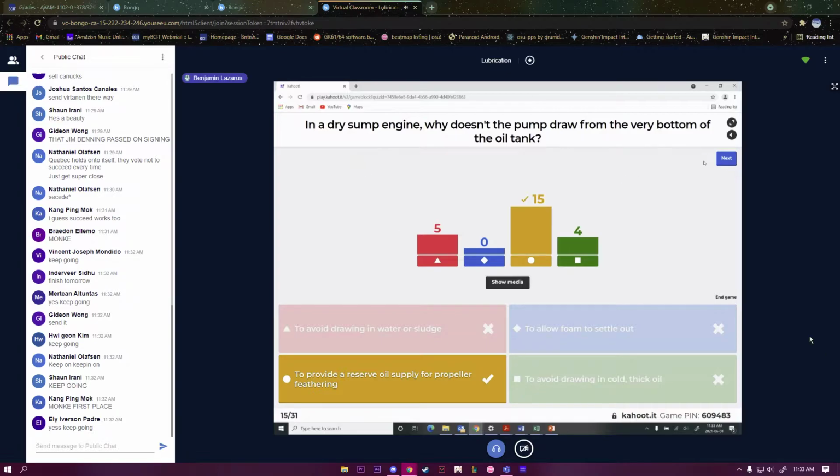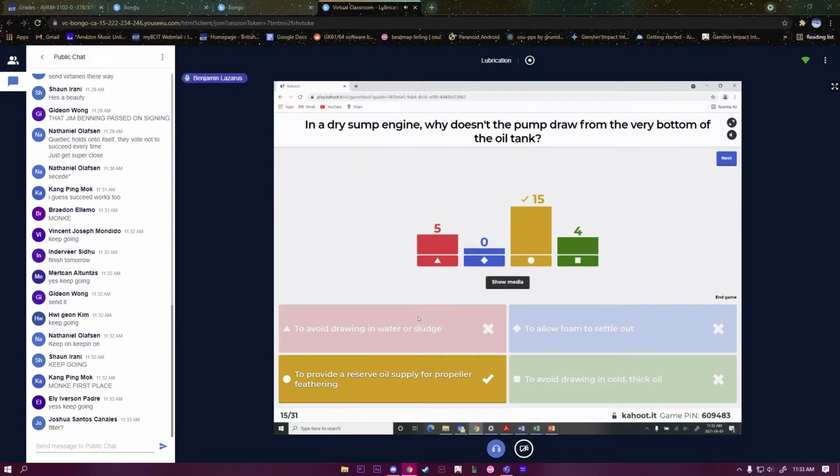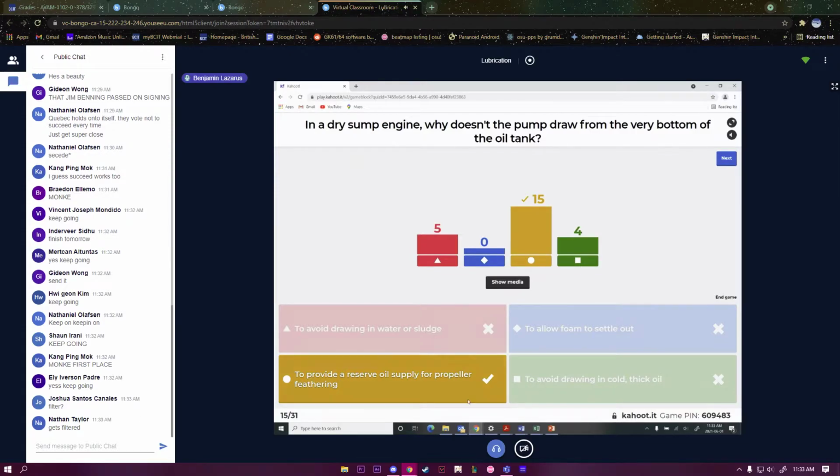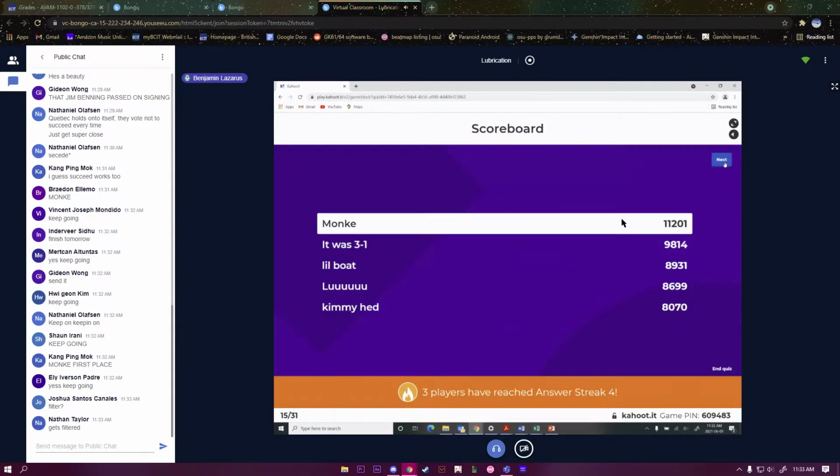Okay, there we go. Propeller feathering. What do we do about water or sludge in the oil? Come on, folks, what do we do about it? Filter it out. Right, water boils off and any sludge gets filtered out. So it's actually a bad thing to leave those little settling points. You want to keep it churned up.